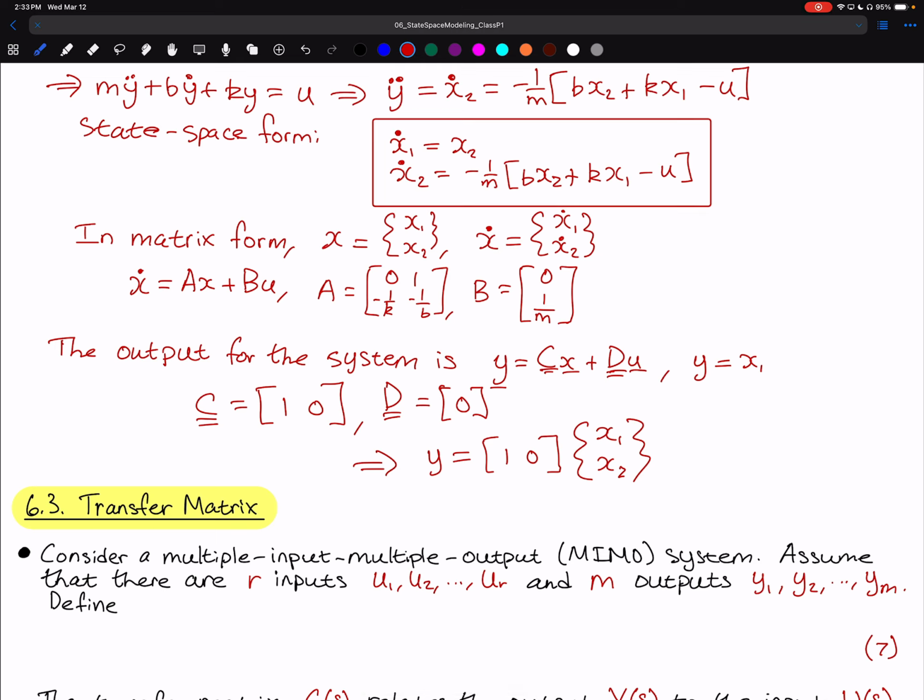For the A matrix, would it not be like K over M? Oh, yeah, sorry. That's wrong. I was missing an M in the 1 over M in my B matrix in my notes, and that tripped me up here because I was thinking about that while I was writing this. So we should have minus K over M and minus B over M in the A matrix.